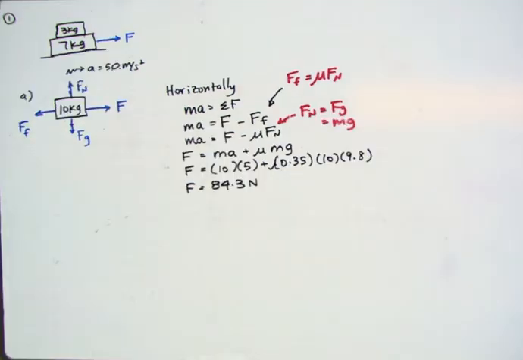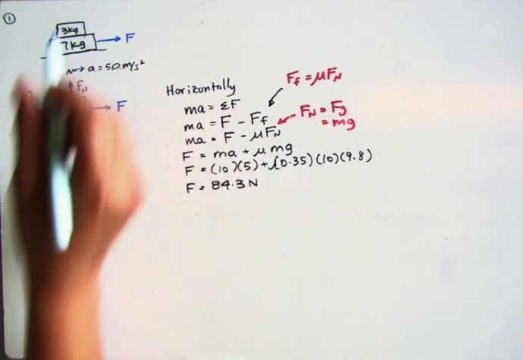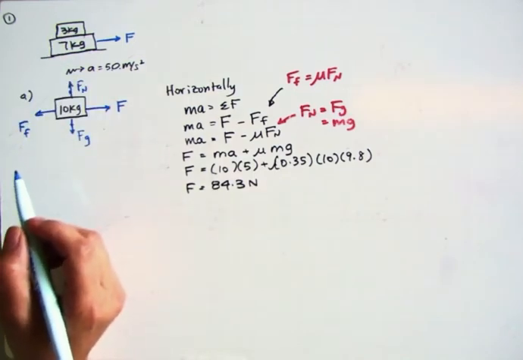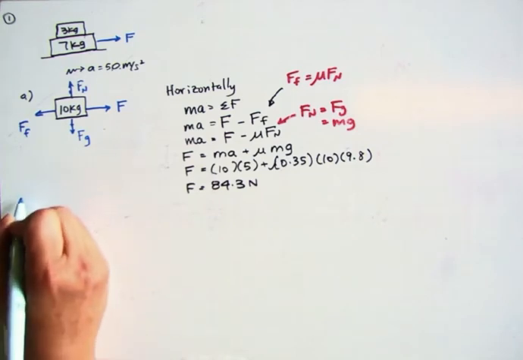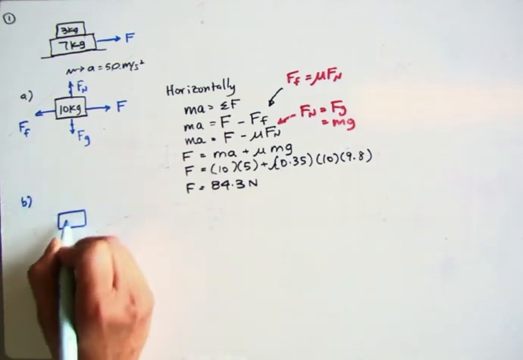So for part B, it's slightly different. In the first case, we were applying a force to the 7 kilogram block, and it was pulling the whole system along. But in the second part of this, we just want to know what's the coefficient of friction that has to exist between the 3 and the 7 in order for it to accelerate along. So for part B, we're only going to look at the free body diagram of the 3 kilogram block.